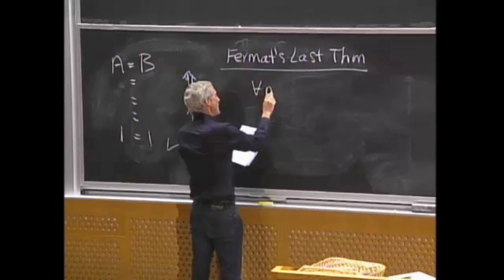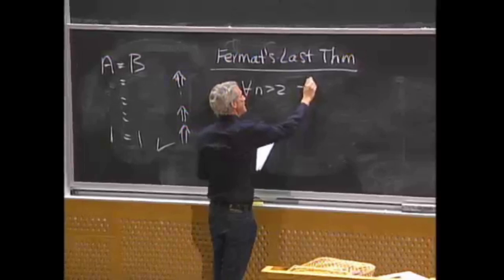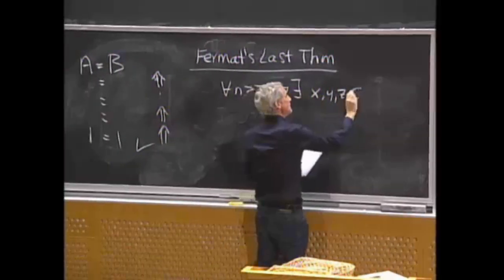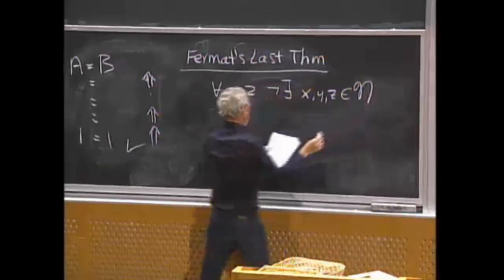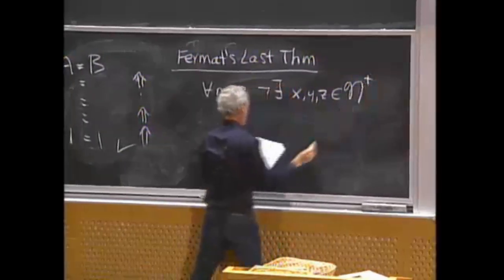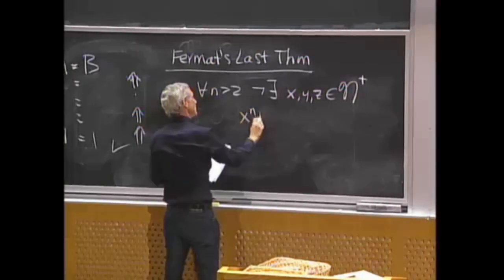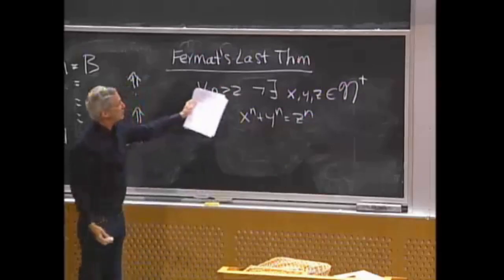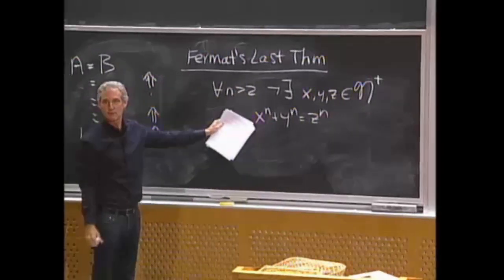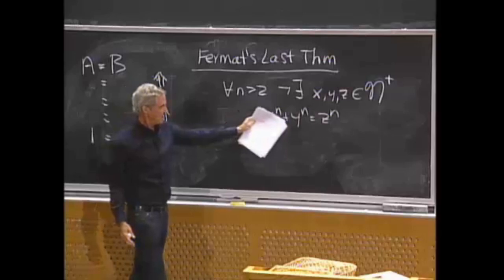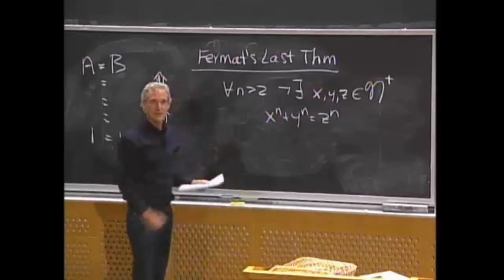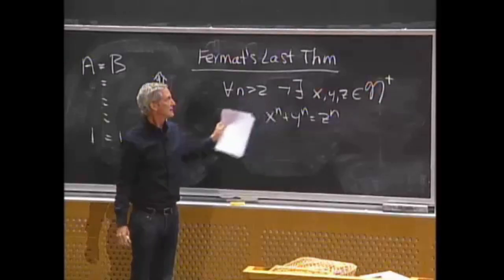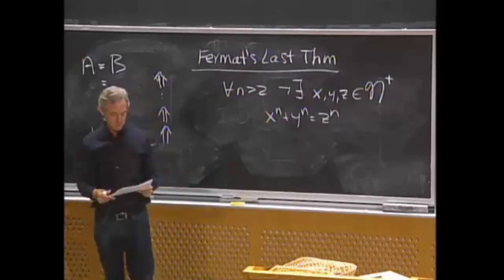It says for all n bigger than 2, there does not exist an x, y, and z in the positive natural numbers such that x to the n plus y to the n equals z to the n. Now, of course, for n equals 2, that's just the Pythagorean theorem. You can find like 3, 4, and 5 when you square them, satisfy that. But it says this does not work for any higher value, any higher power than 2.